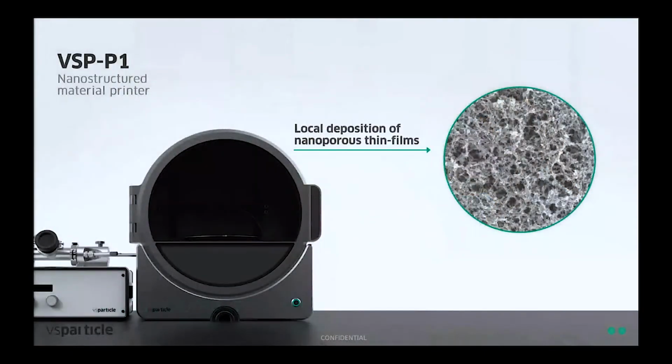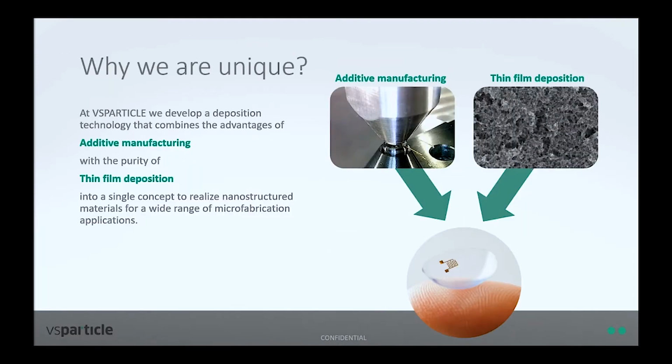The VSP-P1 Nanostructured Material Printer is a research tool that allows you to locally deposit nanoporous thin films. Why is this unique? It combines the advantages of additive manufacturing with the purity of thin film deposition. Because you can locally deposit the material, you remove the need to do masking or etching required for instance, physical vapor deposition techniques like sputtering.